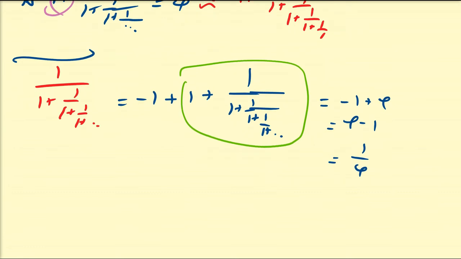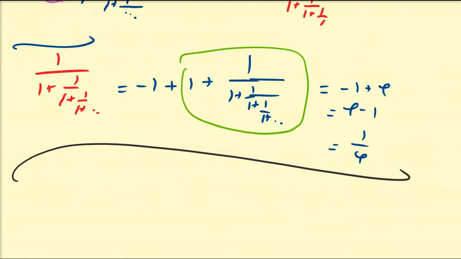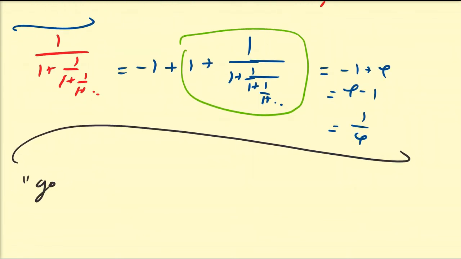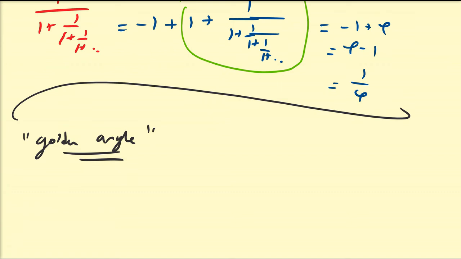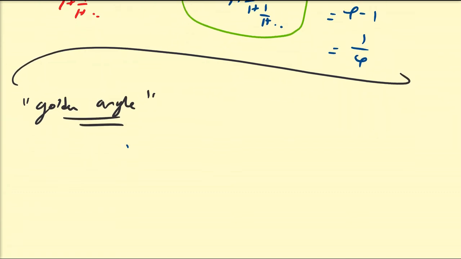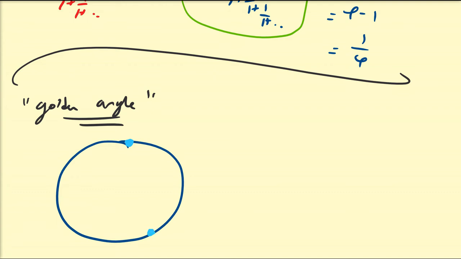The last example of the golden ratio that I'm going to be looking at is what we refer to as the golden angle, right? So what is the golden angle? It's sort of like the golden ratio, but now we're going to consider a circle. We're going to have 2 points here, right? And we're going to have some angle with respect to the center, right?